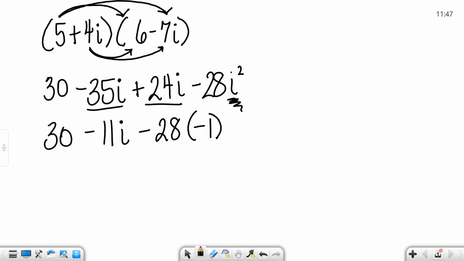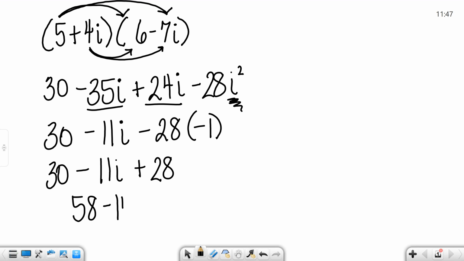So we can't leave that. All right. So negative 28 times negative 1 is really positive 28. And so now I can combine the 30 and the 28. And I get 58 minus 11i. Make sure that your answer is in standard form. The real part, then the imaginary part.